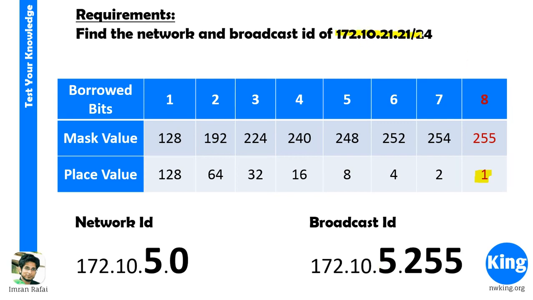So I'm looking for 172.10.21.21, which is nothing but I should be looking for the network ID 172.10.21.0. So that's the network ID, 172.10.21.0, and the broadcast ID is 172.10.21.255. Is this number in between these two network IDs and broadcast ID? Absolutely. So this is the answer they are looking for, 172.10.21.0, 172.10.21.255. Fantastic.